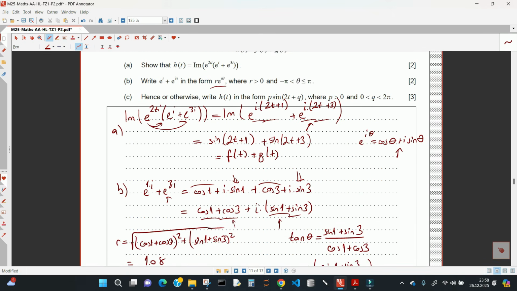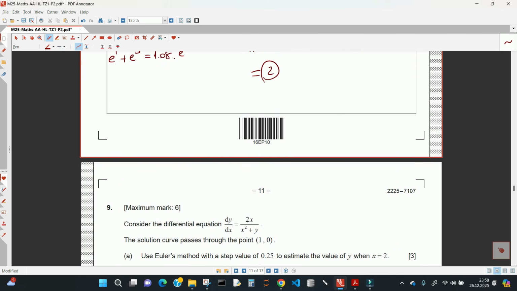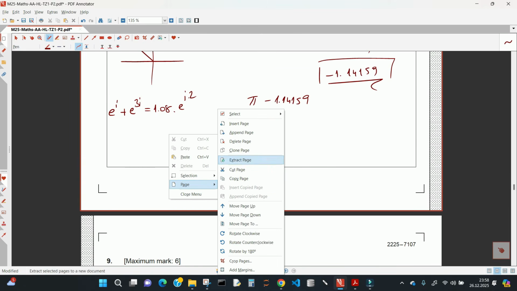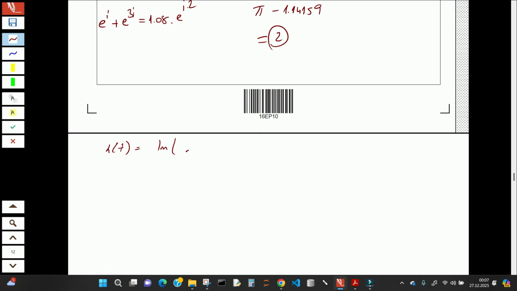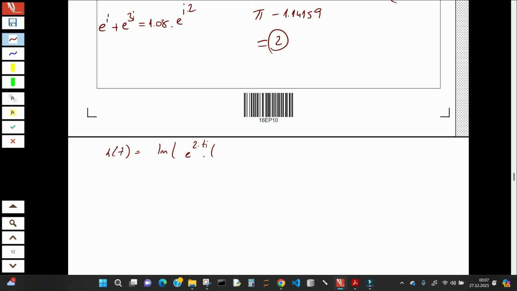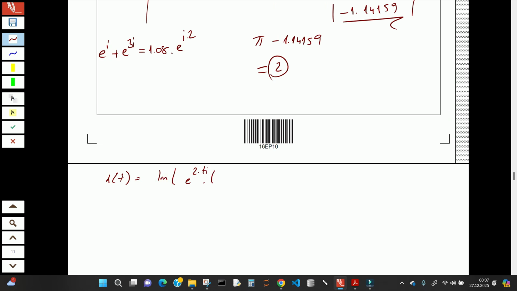Hence or otherwise write the imaginary part of e to the power of 2ti times (e to the power of i plus e to the power of 3i) in the required form. From the previous question, I can just write 1.8 times e to the power of 2i.